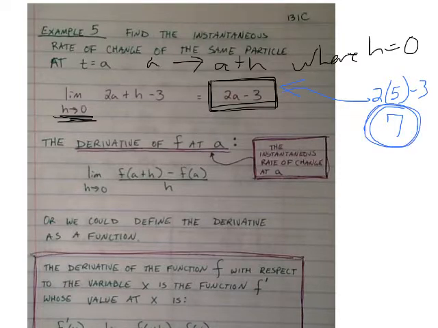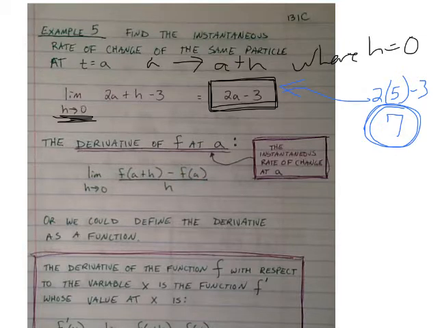Excellent. And we have now arrived at the definition of the derivative of f at a. So the derivative of a function at the point a, or if you wanted to call it the instantaneous rate of change at the point a, is the limit as h goes to 0 of f of a plus h minus f of a over h.